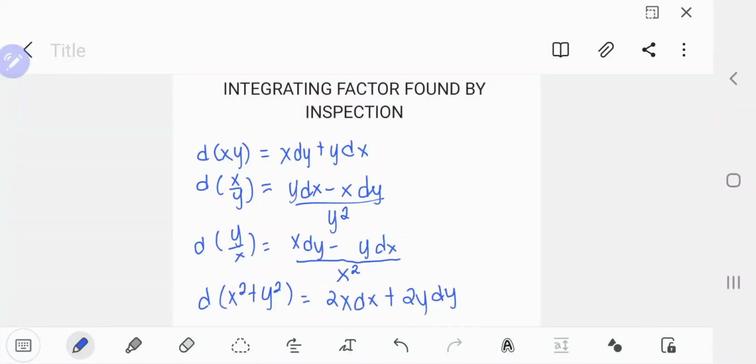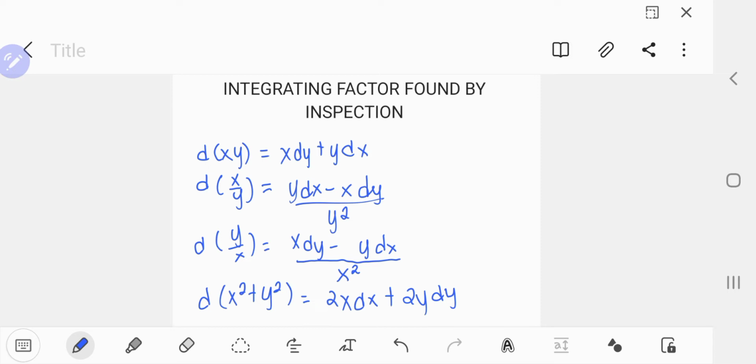For today's video, we're going to solve the integrating factor found by inspection. We have d of xy is equal to x dy plus y dx. We simply use the product rule of derivatives.